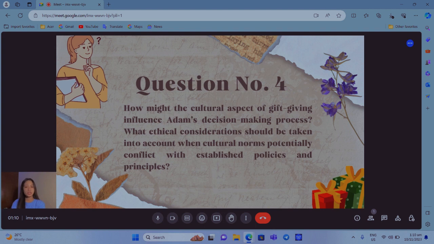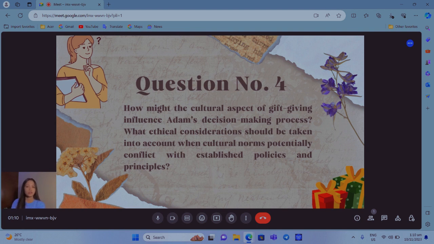First one is understanding the significance of gift giving in different cultures, because some cultures place a high value on gift giving and consider it a sign of respect and appreciation. Adam may need to be aware of these cultural norms in order to make appropriate decisions. For example, in some cultures, it is considered rude to refuse a gift, while in others, it is acceptable to decline a gift if it's too expensive or not something that you really want.